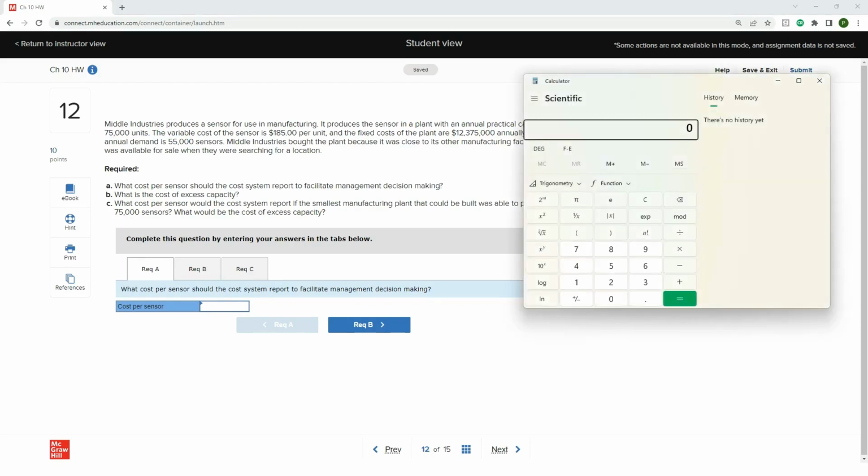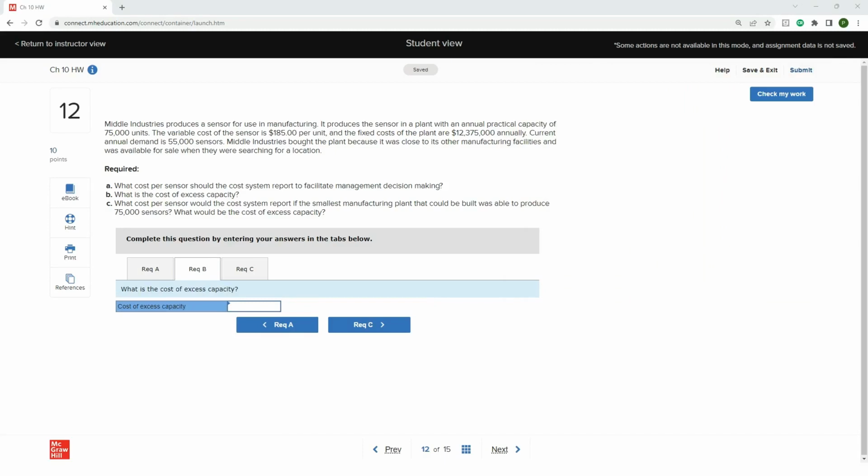So for part A, we're going to do 12,375,000 divided by 75,000 sensors, which was the practical capacity, and we get $165 per unit. And then we add the $185 variable cost that was given to us in the fact pattern. And so for A, we get a cost per sensor of $350 per unit.